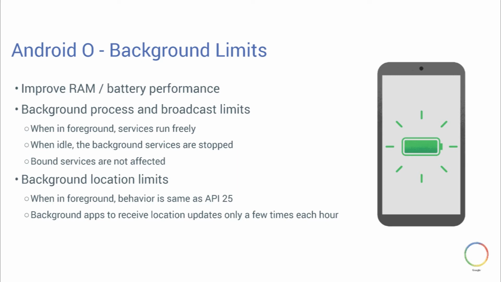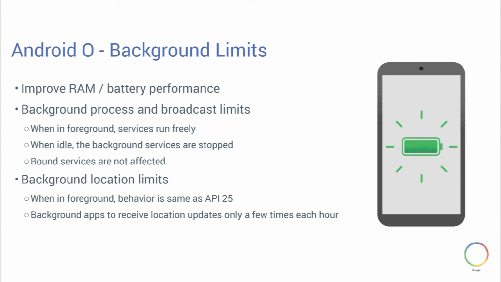The first thing is for background processes. If your app is running and the service is running in the foreground, there will be no change. But when the device is idle and you run a background service, that's when the service will start to get stopped by the operating system.